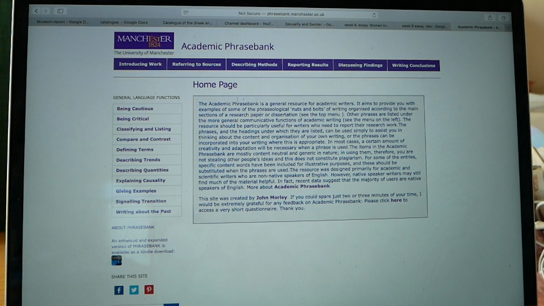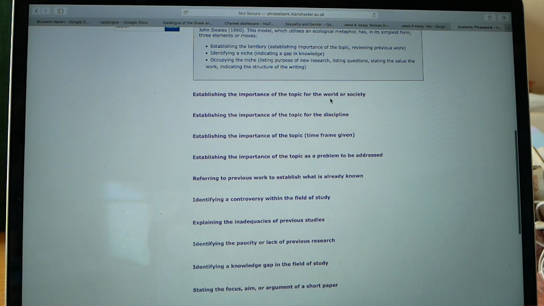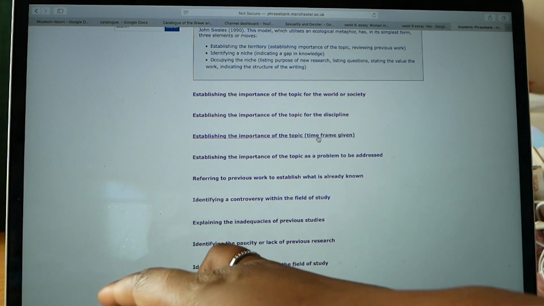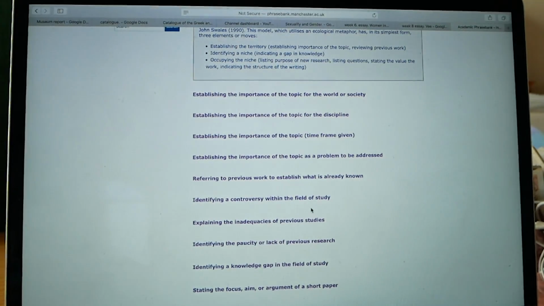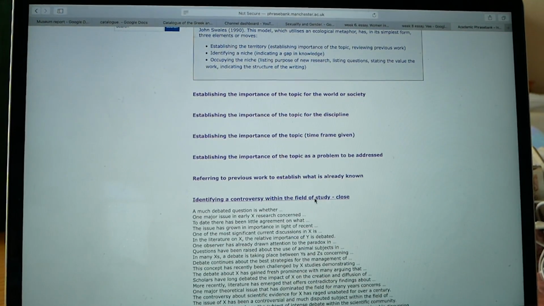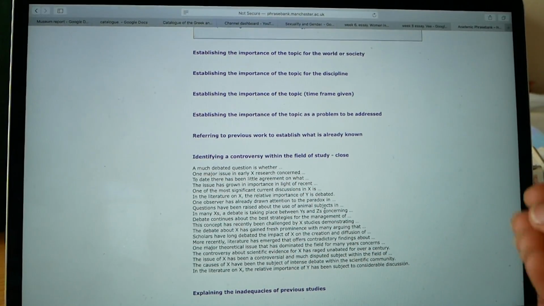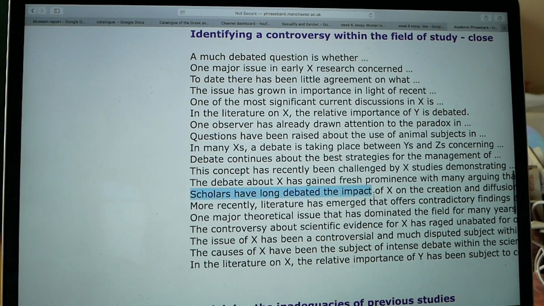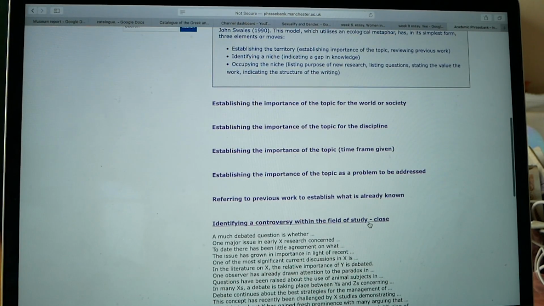So you come on here and it essentially has everything from how to introduce work, and it literally gives you the answers. So if you are, let's turn up the brightness of this, if you are, I don't know, identifying controversy within a field, it tells you the various ways, and it's not plagiarism because these are just openers. It just gives you all of these gems on how to introduce your work depending on what you're trying to do.